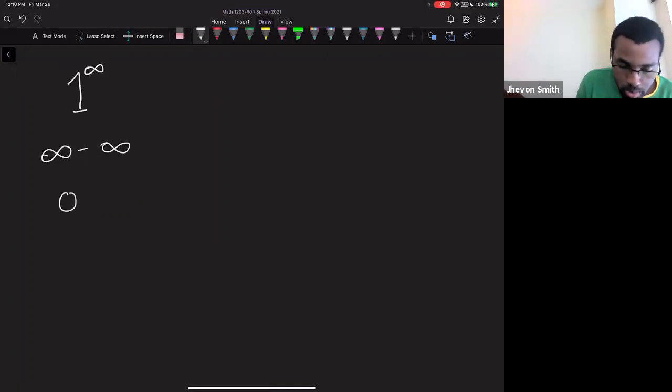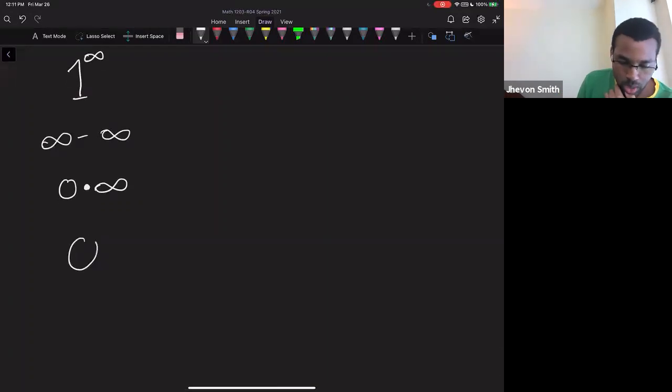Another indeterminate form is 0 times infinity. Again, there are competing ideas: 0 times anything should be 0, but then we have the idea that infinity times anything should be infinite, plus or minus. Is it 0? Is it infinity? I don't know. 0 to the 0 is also one. Again, the base is 0, so you would think the answer should be 0, but with a power of 0, you would think the answer is 1. Which is it?